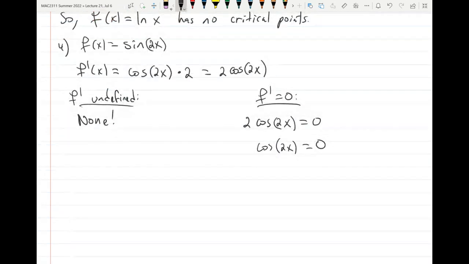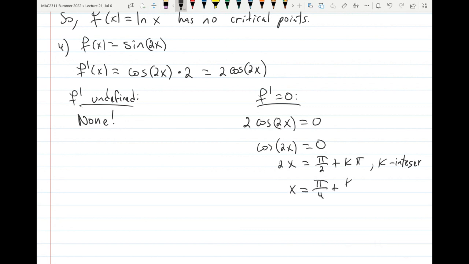So that means that the stuff inside, which is 2x, is pi over 2 plus k pi, where k is an integer. So it's either a pi over 2 or a coterminal to it, or a 3 pi over 2 or a coterminal to it. And the way to package all of that together is by writing this down. And therefore, what is x? We divide by 2. So x is pi over 4 plus k pi over 2.